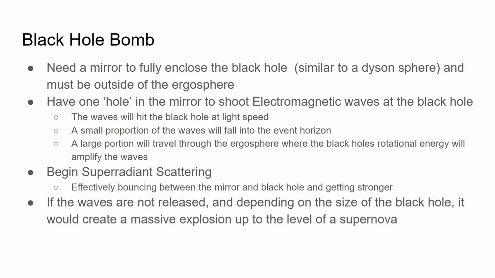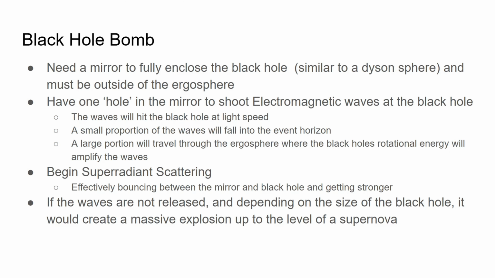Okay, adding on to that, there's this concept of a black hole bomb. Similarly, another way to harness the energy of a Kerr black hole is to have a mirror fully enclose the black hole, similar to the idea of a Dyson sphere, and it needs to be outside of the ergosphere. Then you have a hole or a window to shoot electromagnetic waves at the black hole, and the waves will hit the black hole at the speed of light. A small proportion of the waves will fall into the event horizon, but a larger portion will travel through the ergosphere.